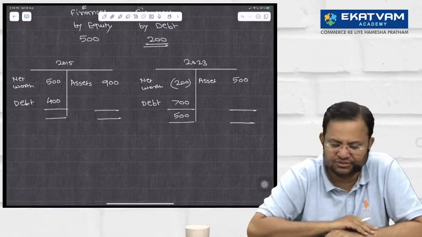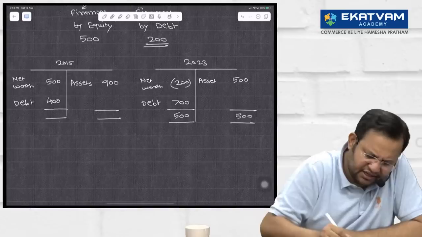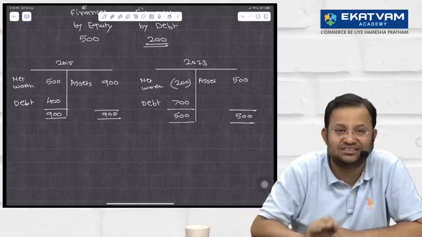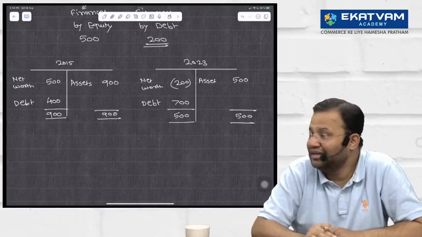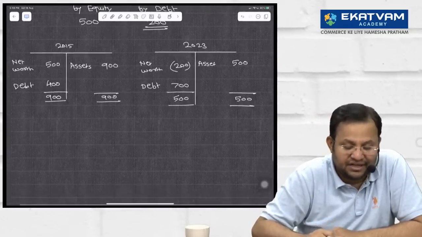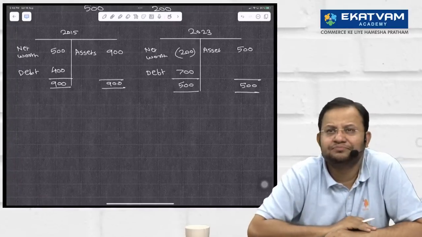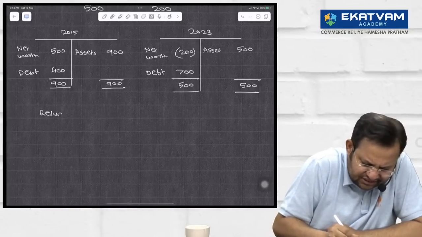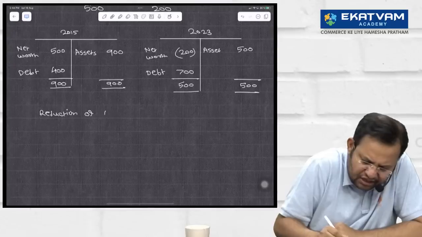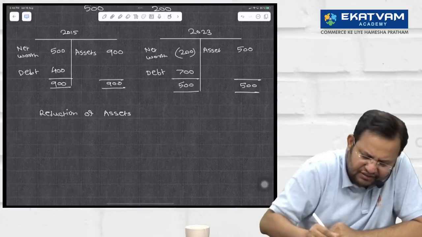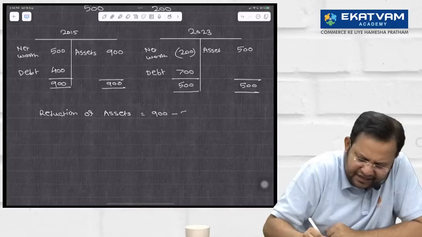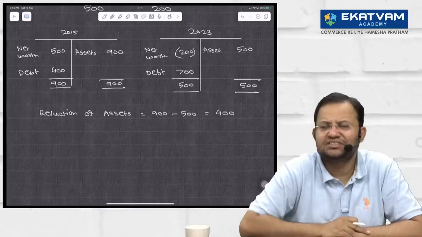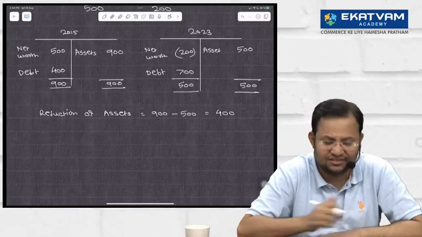This is 500. Did you understand the total balance sheet? You will say, what has happened here? Just wait, children. This is a basic foundation. First thing that you all learned: asset minus liability equal to equity. Now look. What is the reduction of assets over the years? How much is the reduction of assets? 900 minus how much? Is reduction in asset a profit or is reduction in asset a loss?